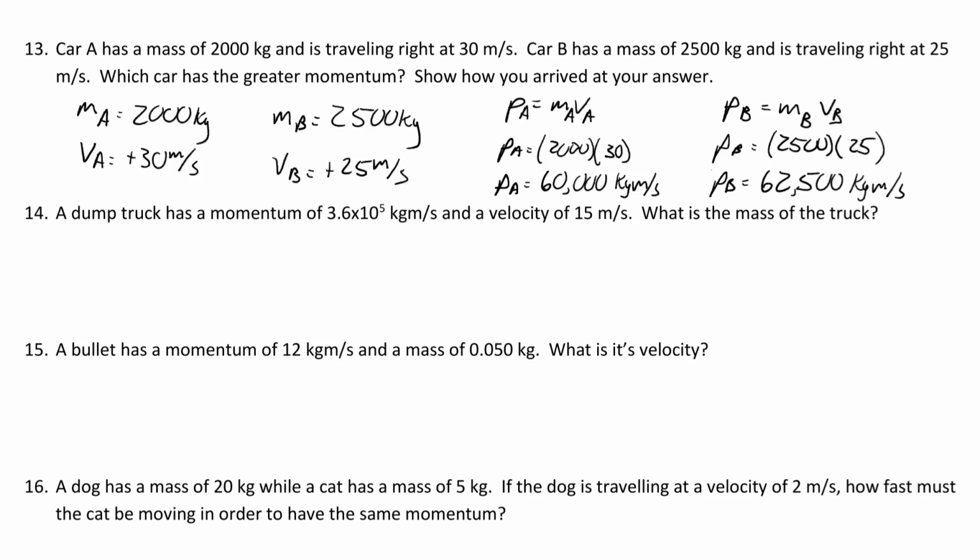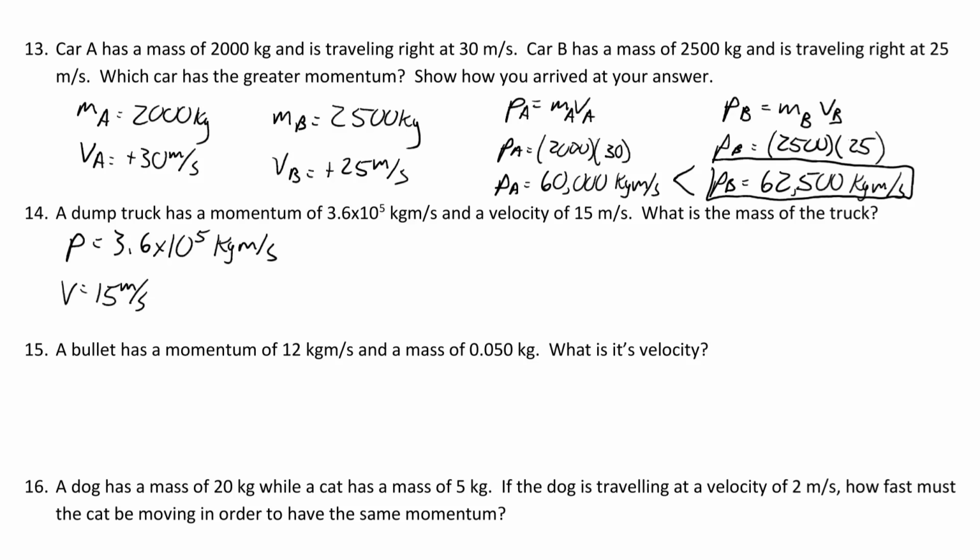And as you can see, car B is going to have more momentum. You can put a greater than sign like that. Okay, number 14, a dump truck has a momentum. So now they're telling you what the momentum is. It's 3.6 times 10 to the 5th kilogram meters per second, and it has a velocity of 15 meters per second. It says, what is the mass of the truck?